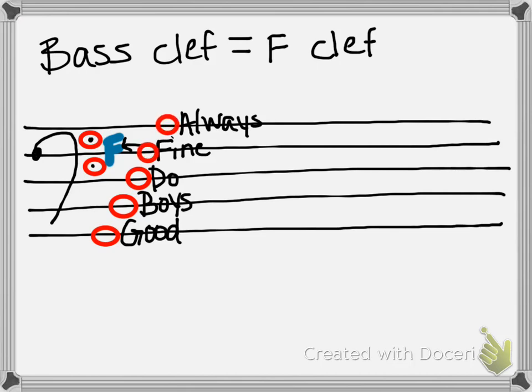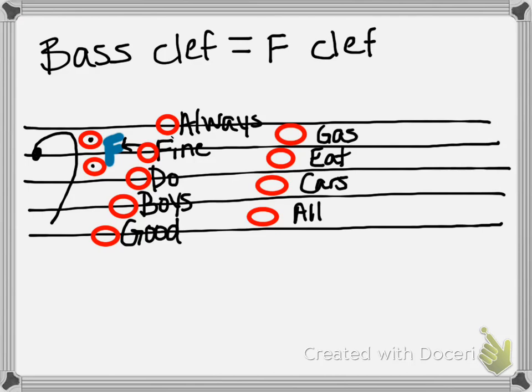As far as the notes on the spaces, a lot of times people use all cars eat gas, or sometimes people say all cows eat grass. So it just depends on if you're looking for a rural explanation or an urban explanation, I suppose. So those are the notes of A, C, E, and G.